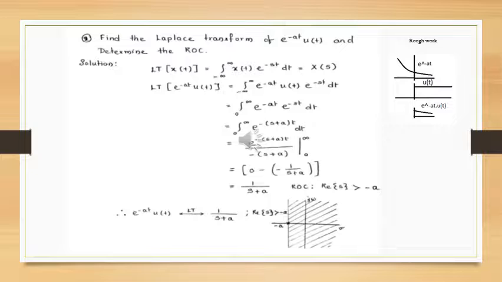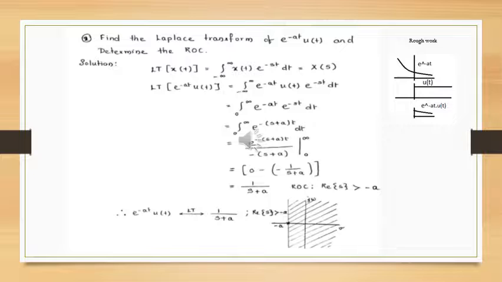So we have the integral from 0 to infinity of e raised to minus at, with u of t equal to 1, and e raised to minus st dt. Combining the exponential terms, we have the integral from 0 to infinity of e raised to minus (s plus a) t dt. Solving the integral further, we have e raised to minus (s plus a) t divided by minus (s plus a). The limits are 0 and infinity.